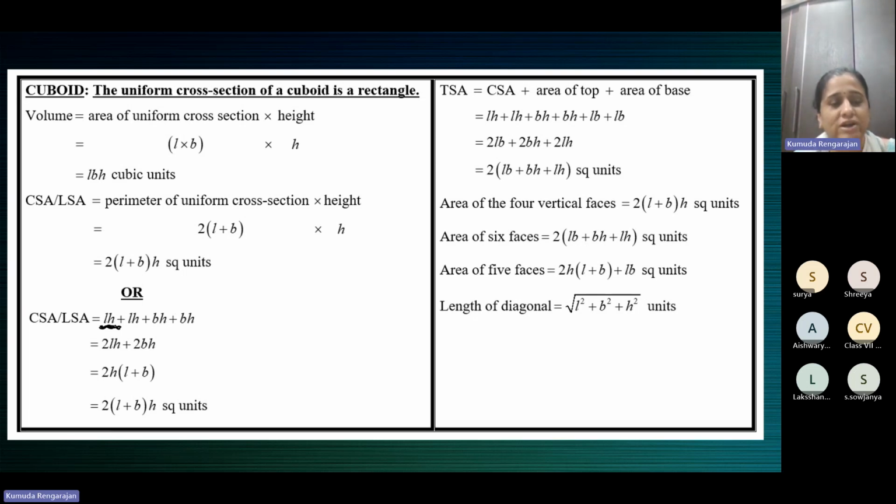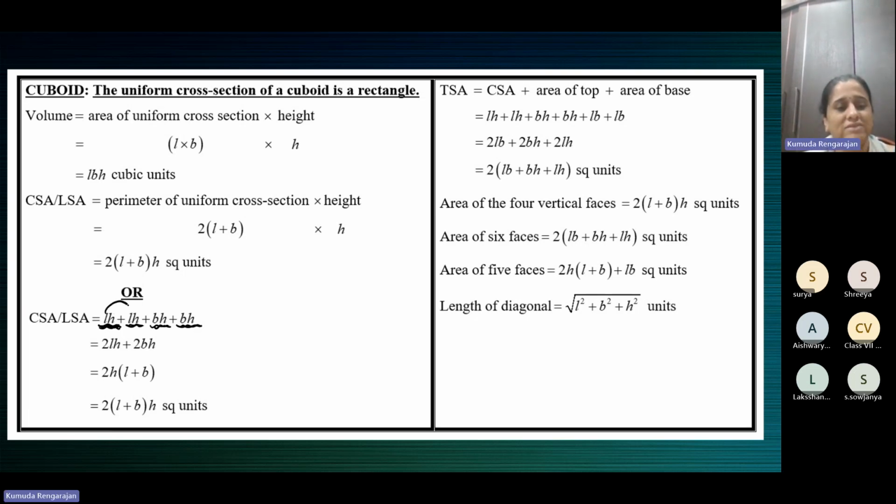So this is the area of the front face, length into height. The same thing will be the area for the back face, L into H. This is the area of the side face, left or right, whichever face, breadth into height. So the other side face also will be breadth into height. So say this is the front face, this is the back face, this is the left face, this is the right face.